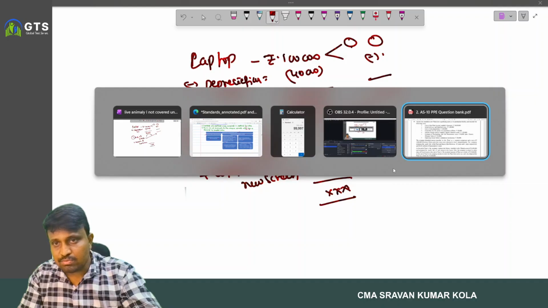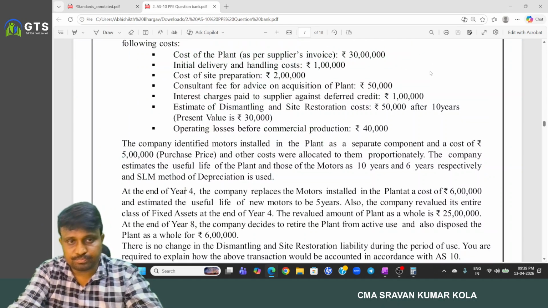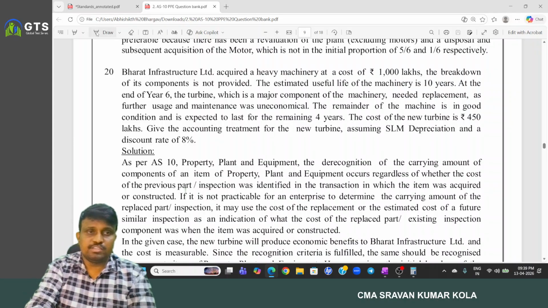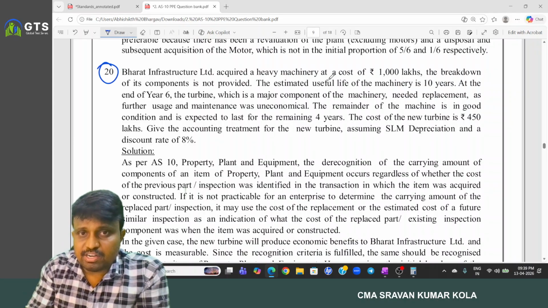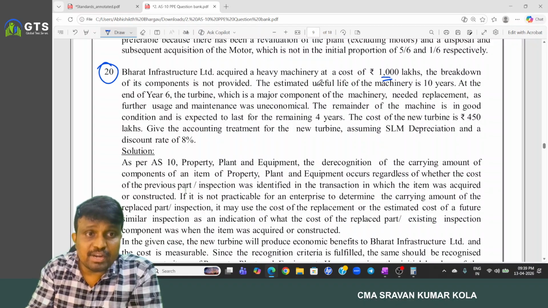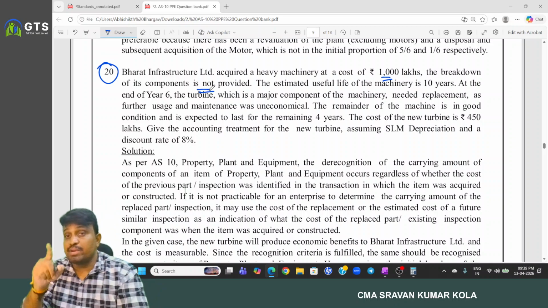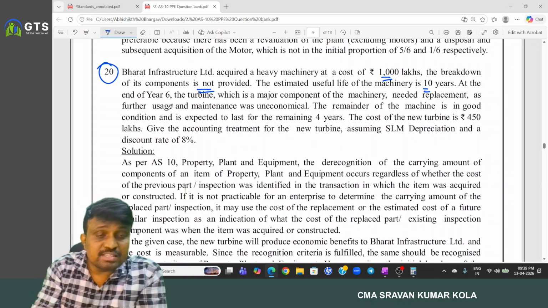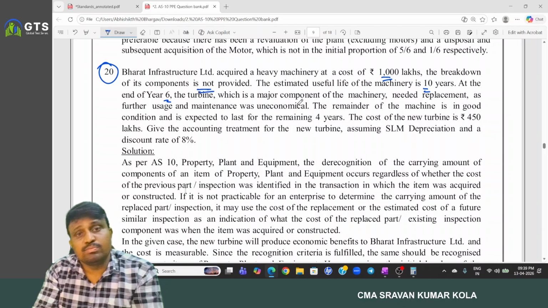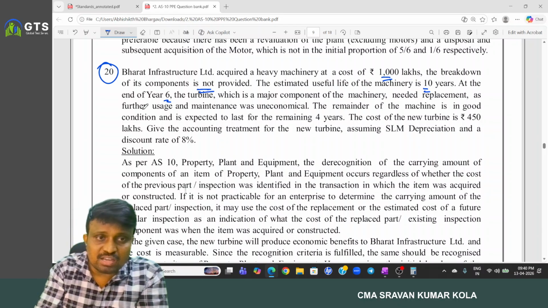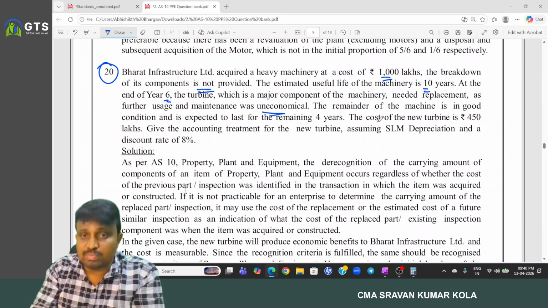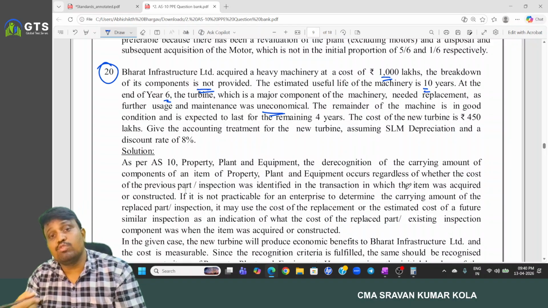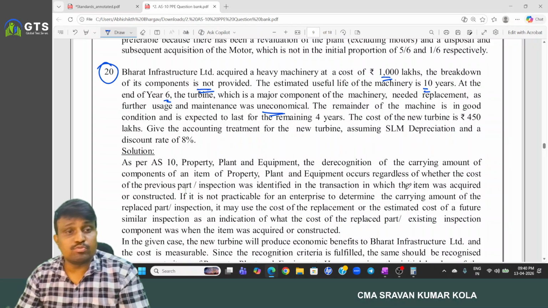For example, here is one problem. Bharat Infrastructure Limited acquired heavy machinery at a cost of 1000 lakhs. The breakdown of its components is not provided. If the breakdown is available, consider it, but it is not available. The estimated life is 10 years. At the end of year 6, the turbine, which is a major component of the machinery, needed replacement, as further usage and maintenance was uneconomical. The remainder of the machine is in good condition and is expected to last for the remaining 4 years. The cost of the new turbine is 450 lakh.